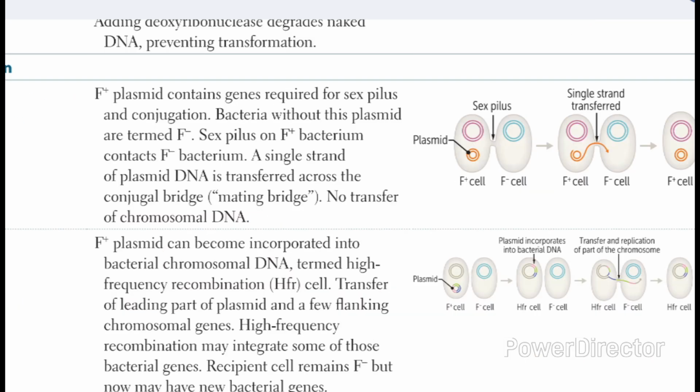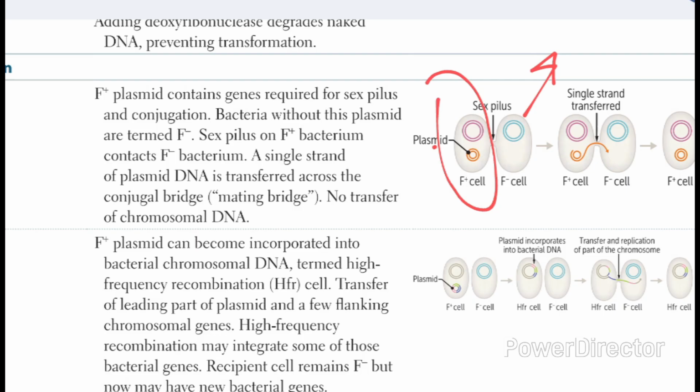What's conjugation? Conjugation is basically a transfer of genetic material from one bacteria to another bacteria with the help of some connecting molecule. In this situation, you can see this is one bacteria which contains some extra genetic material, let's call it a plasmid, and this is the recipient bacteria that is going to receive the extra genetic material from the bacteria in its parallel placement.